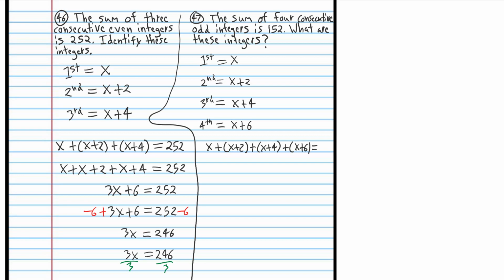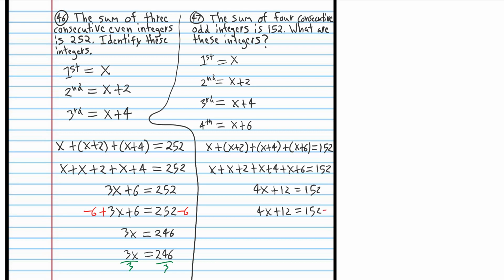And that equals 152. So again, the only reason I'm putting the parentheses there is to show us that those are individual terms conceptually. So now we can just add them all up, add all the x's to 4x. 2 plus 4 plus 6 is 12. Rewrite the equation. And we're ready to perform an operation on both sides of the equation.